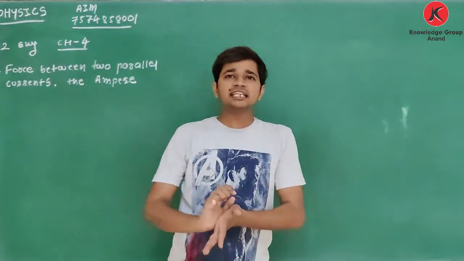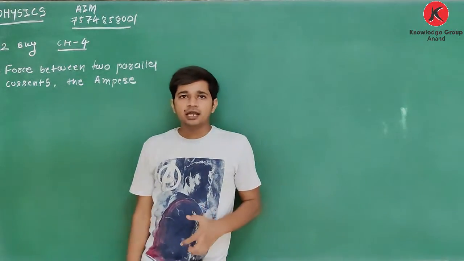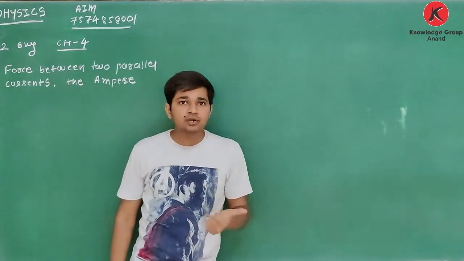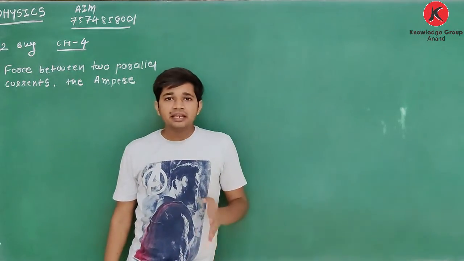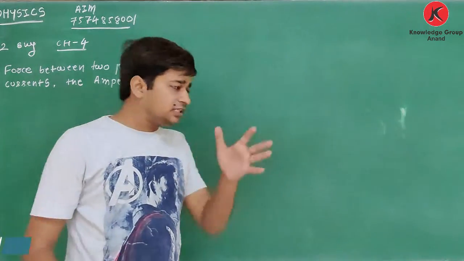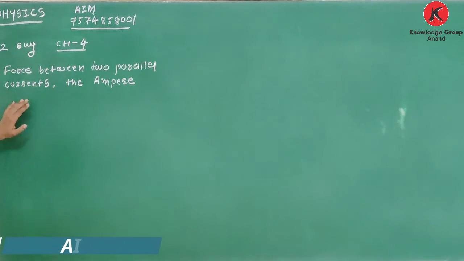Chapter 4, moving charges and magnetism. In the last lecture we discussed the toroid and some questions based on it. Now in this lecture, we will see the force between two parallel currents.